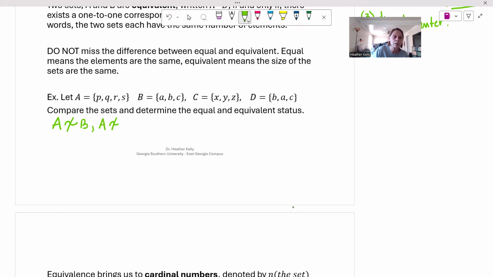A is not equivalent to C, and A is not equivalent to D. I can say that straight up. Right, now what else can we say? We can also say A is not equal to B, A is not equal to C, A is not equal to D.